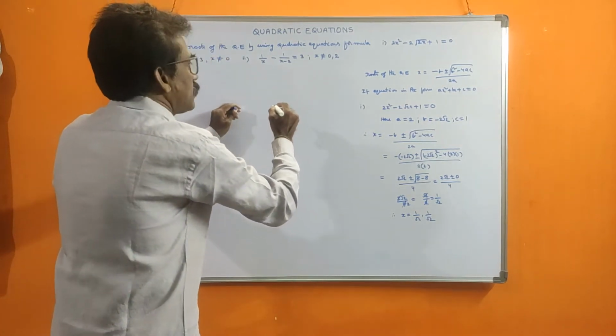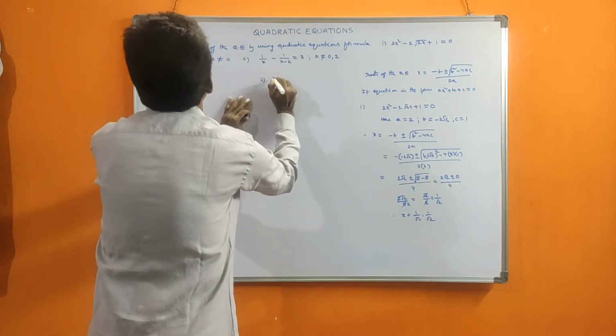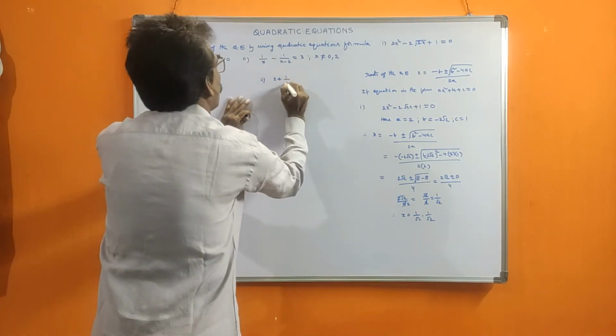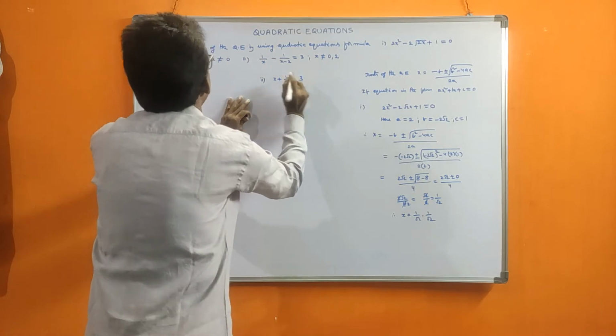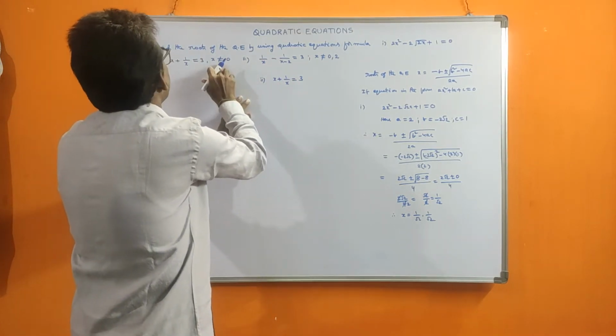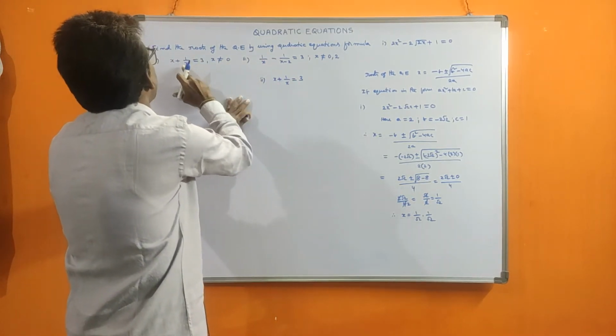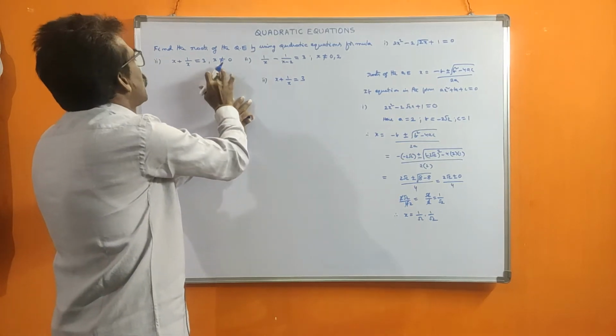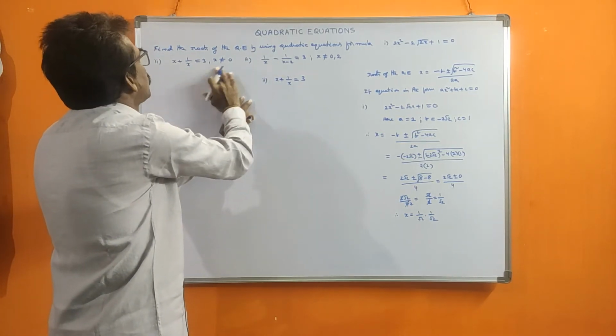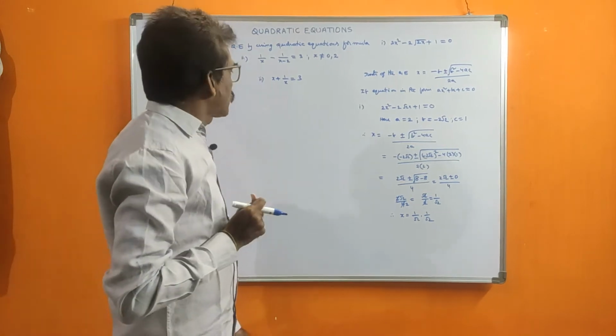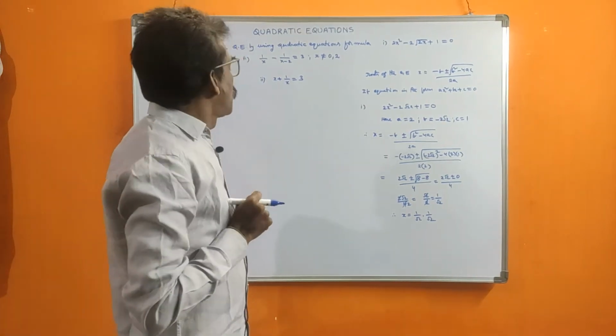Second one: x plus 1 by x is equal to 3, x not equal to 0. Because if x is equal to 0, it is indeterminate and we cannot find it, that's why the condition is given: the x value is not equal to 0 only. Now, other than 0.